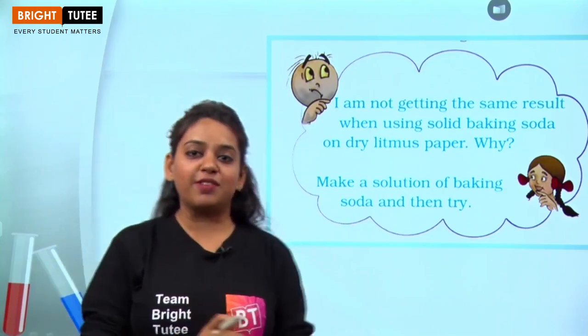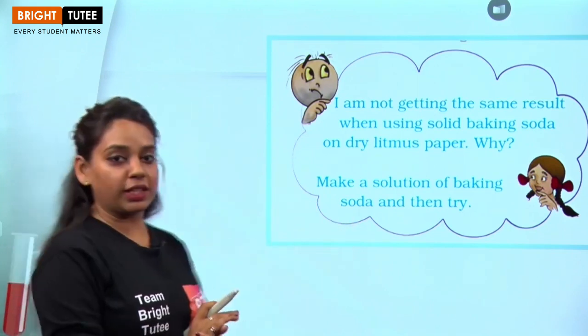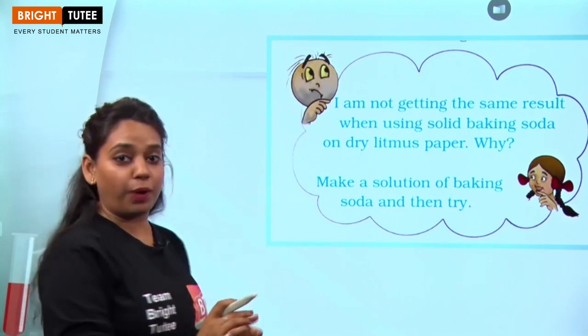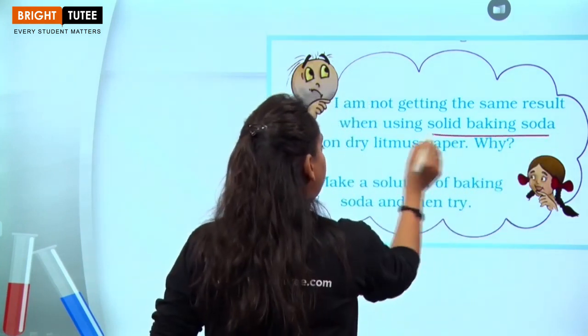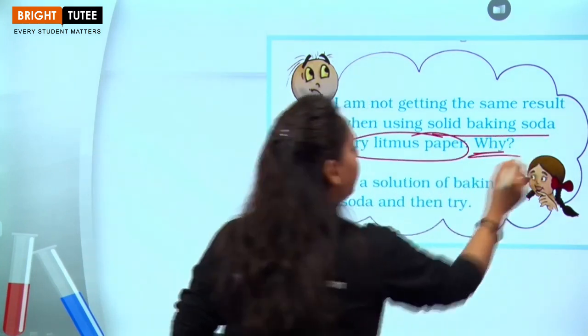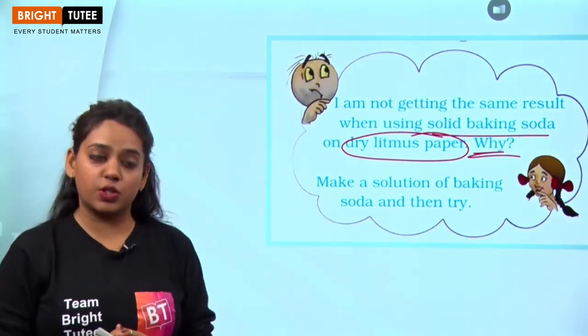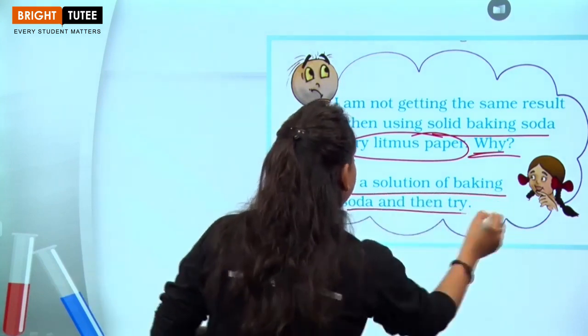So children, we have our friends Paheli and Bujo with us. Bujo has a query. He is asking that he is not getting the same result when he uses solid baking soda on dry litmus paper, and he is confused why. So Paheli suggests that he make a solution of baking soda and then try.